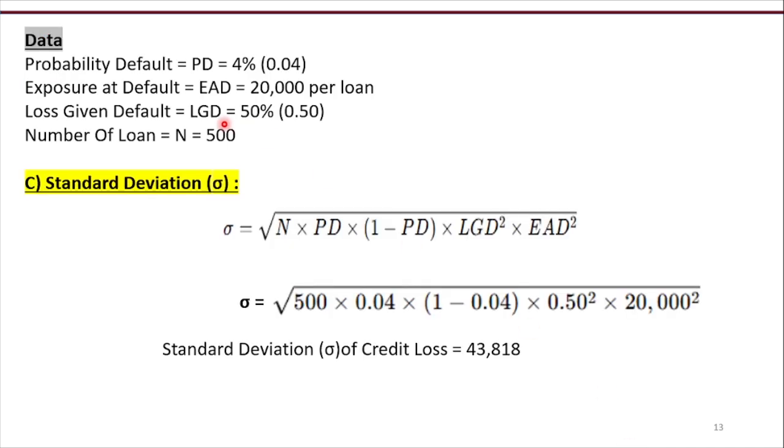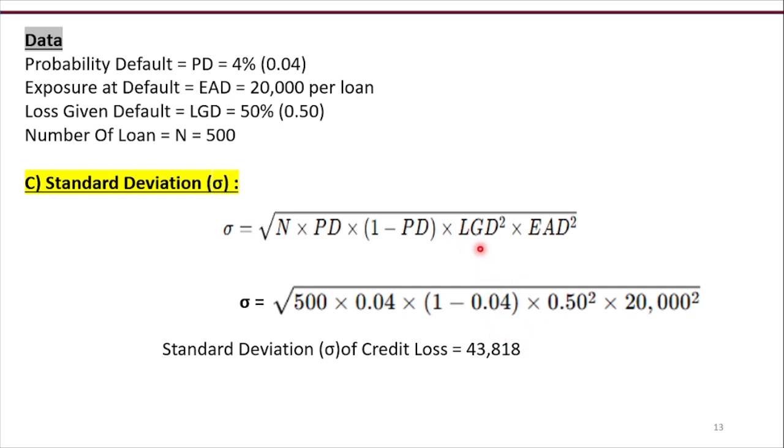Now, moving toward step number C, which is the standard deviation. The formula for the standard deviation is sigma equals under root of n into PD into 1 minus PD into LGD square into EAD square. Okay, putting all the values here: n is 500, PD is given as 0.04, into 1 minus PD, where PD is the same 0.04.